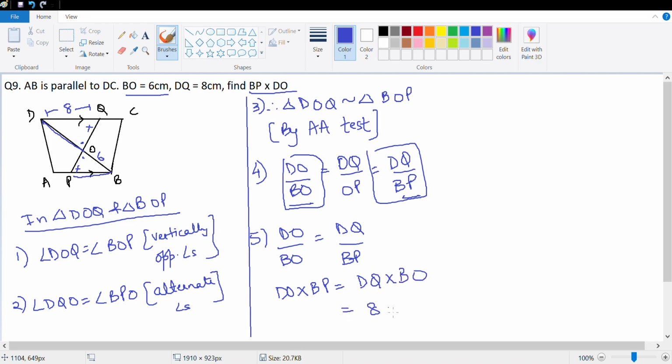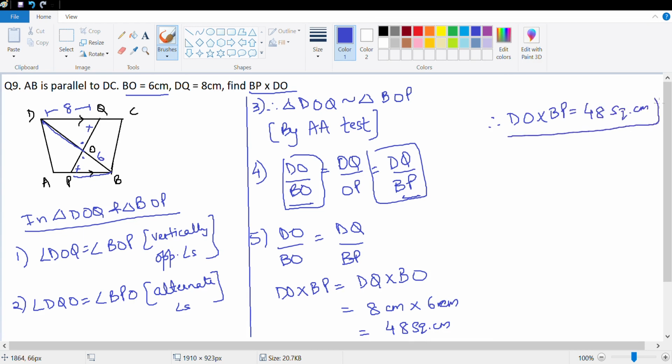DQ is given as 8 centimeter. BO is given as 6 centimeter. This is equal to 48 square centimeter. Therefore, DO into BP is equal to 48 square centimeter. Done. Simple question. Let's look at the next one.